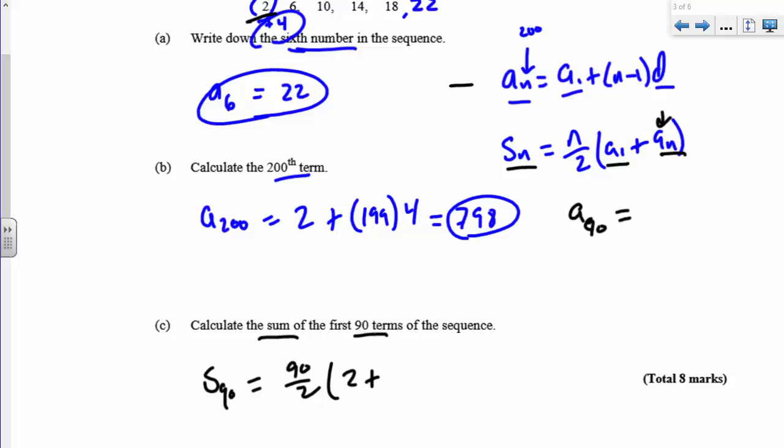But I'll find it using this top formula again. Okay, so we say A90 is the first term. First term again is what? 2.